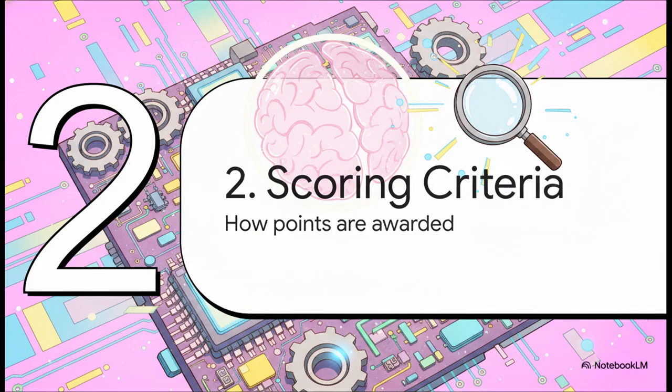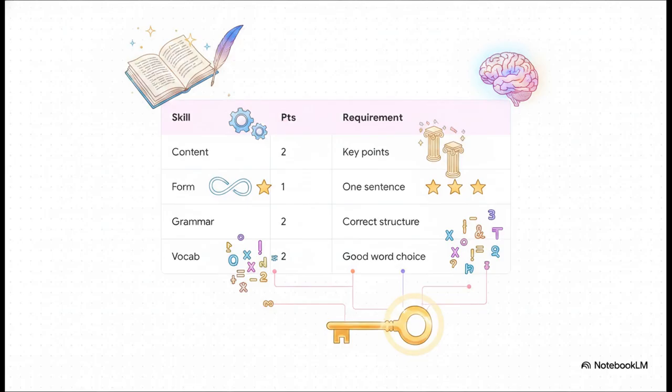Moving right along to section 2, understanding the scoring criteria. We really need to look at exactly how your points are awarded here. To understand why those rules we just talked about are so rigid, we kind of have to look under the hood at how the PTE algorithm actually evaluates your work. So there are 7 total points up for grabs. You get 2 for content, 1 for form, 2 for grammar, and 2 for vocabulary.